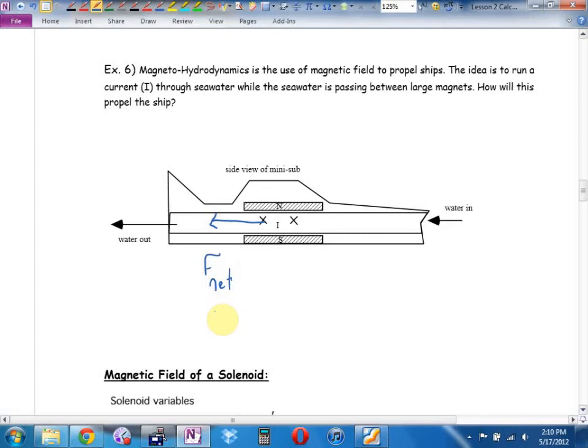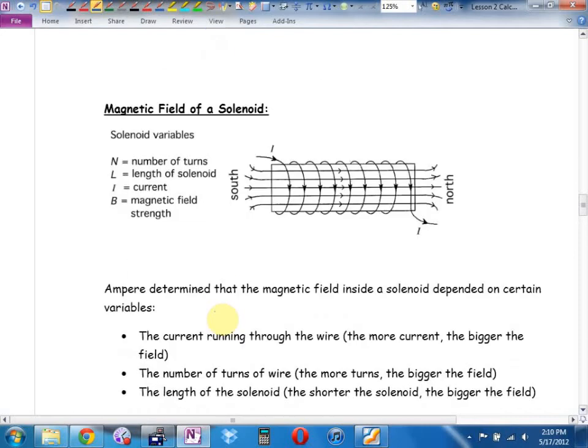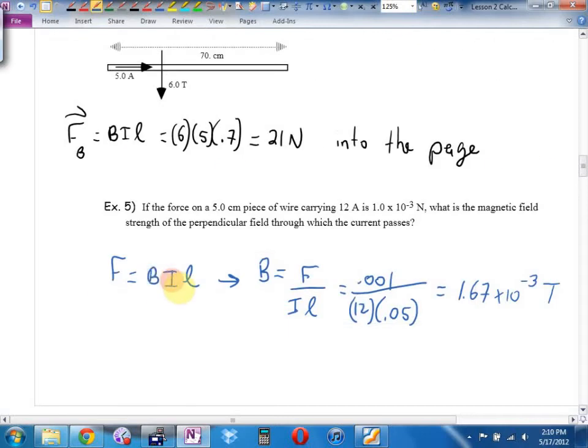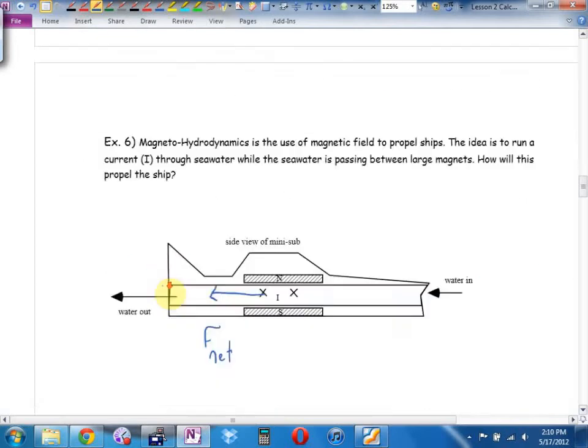All sorts of other neat ones, but here's a very basic one. Oh, and you could control the speed very, very easily. How? Well, either increase the current, we can do that. You couldn't really change the length of your sub. Oh, but you could also increase the strength of the magnetic field, because it would be an electromagnet that you would be using here, like a solenoid.